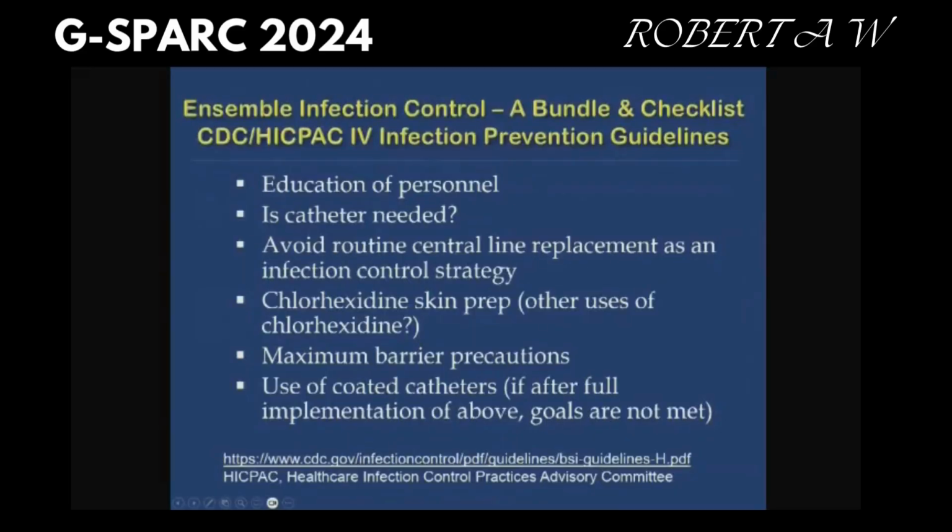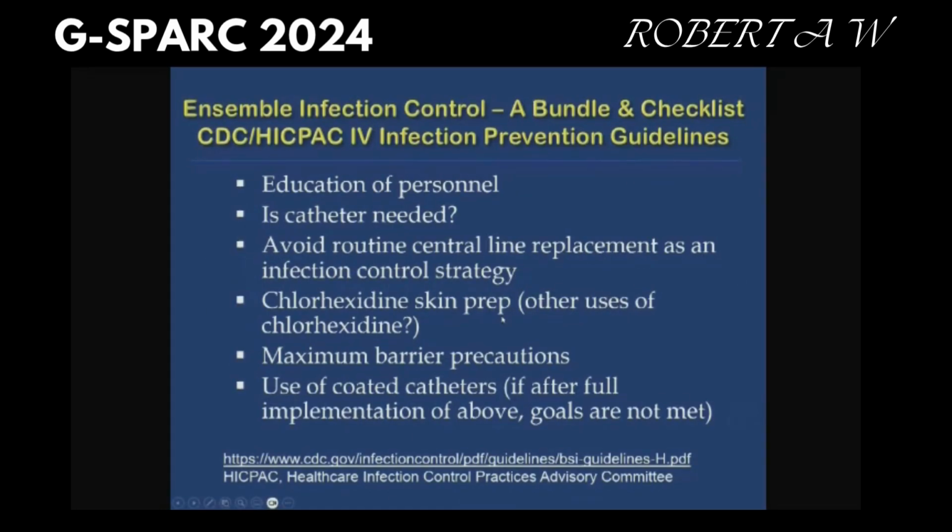And this has led to an ensemble, that is a group of interventions that are bundled together. This is from the CDC's Healthcare Infection Control Practices Advisory Committee, IV Guideline Prevention Ensemble. Five things to do: educate personnel, remove catheters that are no longer needed, avoid changing the central lines as an infection control strategy. It used to be common to replace the central line every 4 days over a wire. We've now learned that that's a risk, not a benefit.